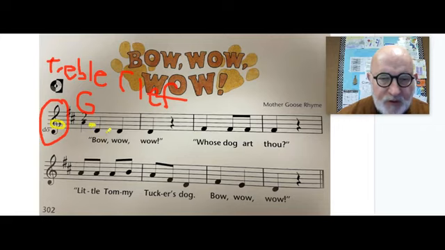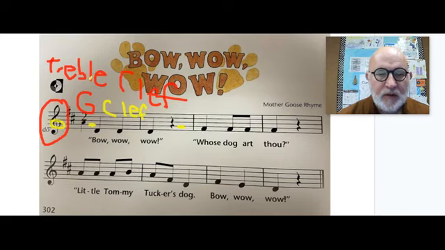So that would be G. Like I could put a G here. Okay. So there we go. So now we just identified the G clef or the treble clef. Okay, good. All right, boys and girls. Now let's clear that away.